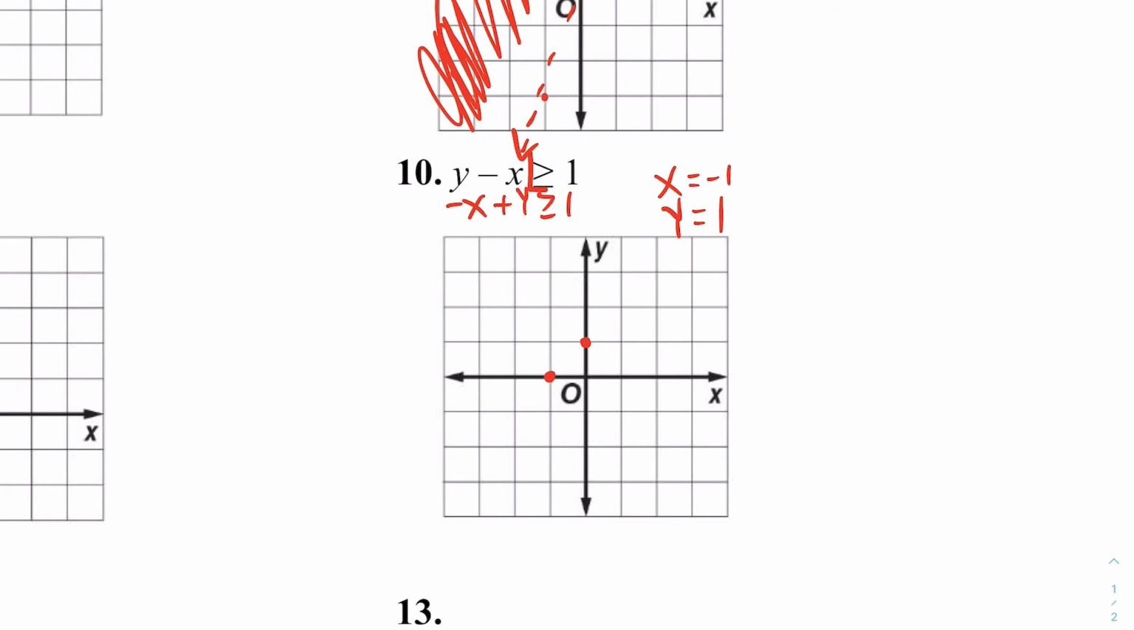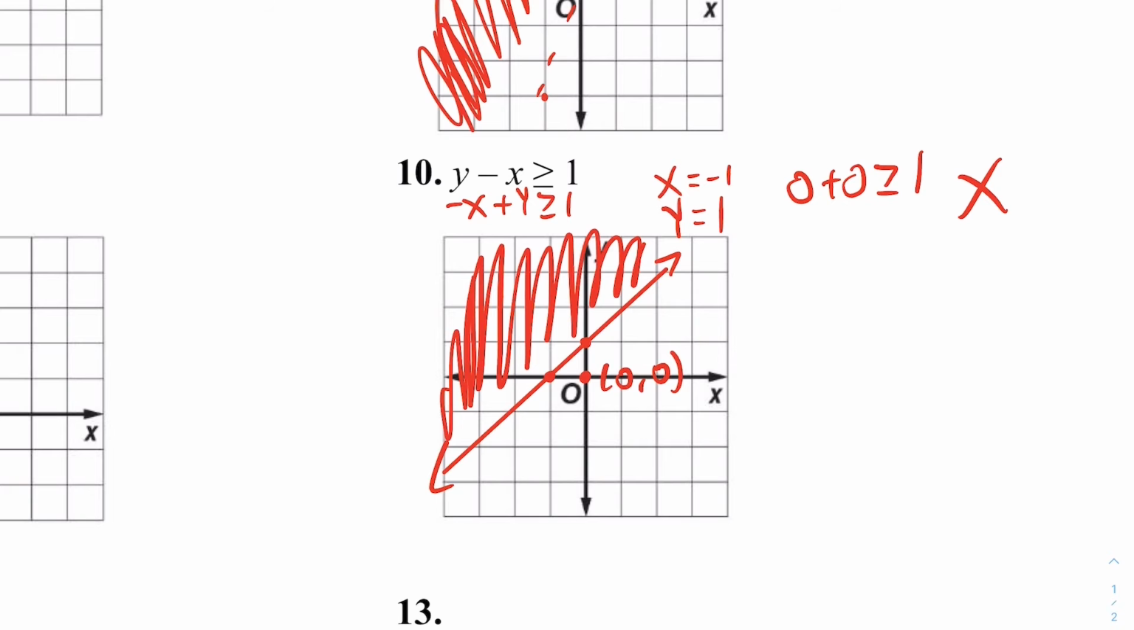And my symbol shows that I can be a solid line. So let me draw a solid line going through those 2 points. And then now let's find out the shading. Since 0 is not on the line, we can use that as our test point. 0, 0. Is 0 plus 0 greater than or equal to 1? That's not true, so we will not shade the numbers that are on the same side as 0, 0. We'll shade these ones above the line.